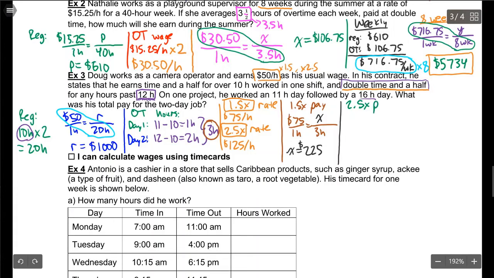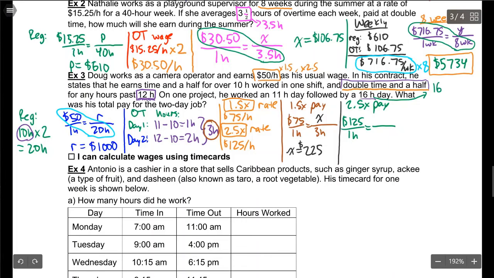2.5 times pay. Okay, I just want to pause right here. $125 per 1 hour is our rate. That's like lawyer pay. That's like lots of money. That's crazy. And he's working that for how many hours? Uh-oh, I forgot to figure that out. Okay, let's figure that out right now.